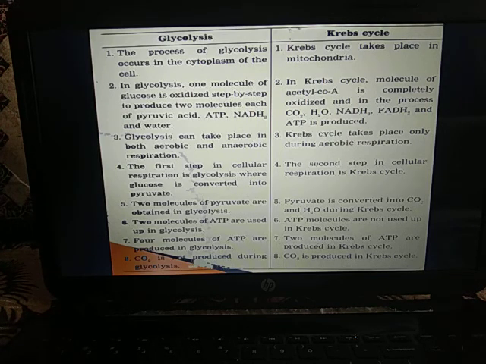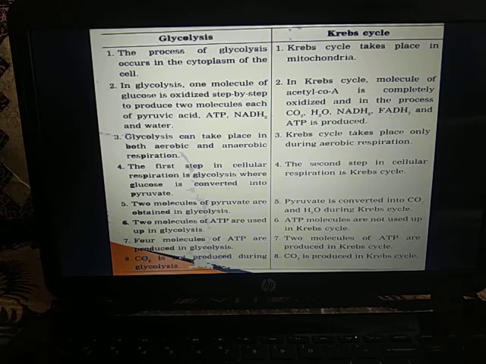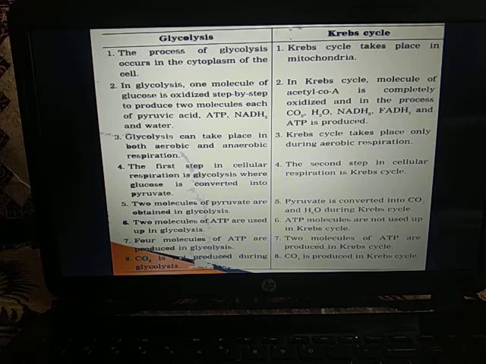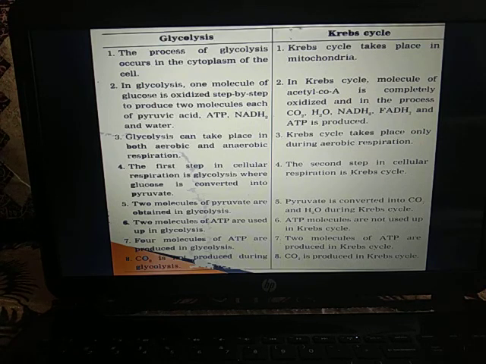No carbon dioxide is evolved in glycolysis. Carbon dioxide is evolved in the Krebs cycle. Glycolysis is not connected with oxidative phosphorylation, and the Krebs cycle is connected with oxidative phosphorylation. Oxygen is not required for glycolysis, and in the Krebs cycle oxygen acts as the terminal oxidant. So this is about the Krebs cycle.